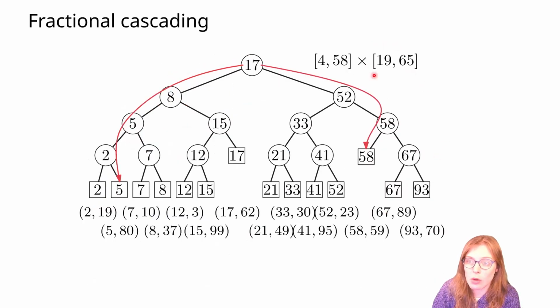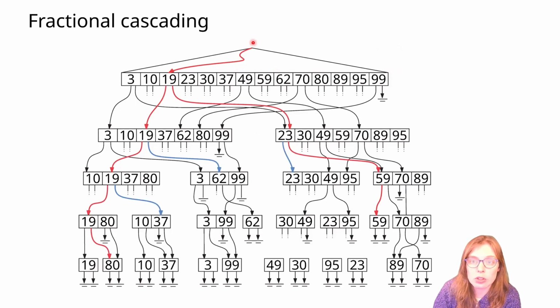So the lowest value of the y range was 19. We will search for 19 in the top binary search tree. But for each next level traversed, we will use the pointers between the levels to move on to the same value in the next level, or to the successor of the given value in the next level if that value does not appear in that subset.